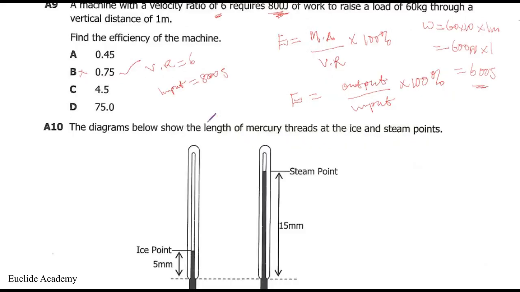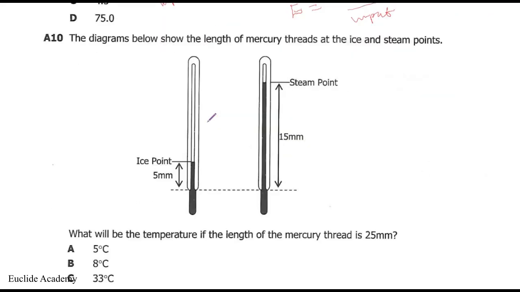Alright, so let's go to the second part. The diagram below shows the length of mercury threads at the ice and steam points.